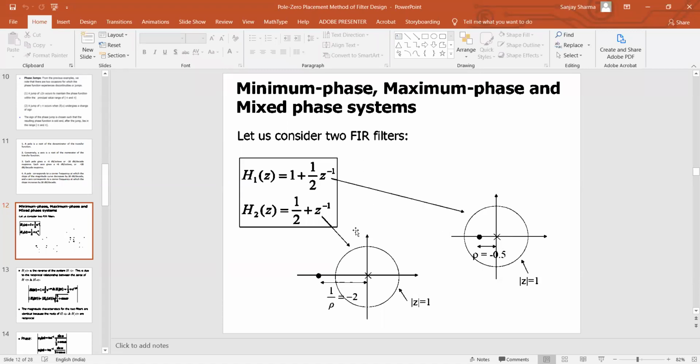In both cases, the poles lie at the origin because there is no denominator. The zero lies at minus 0.5 here, and in this case, the zero lies at minus 2. If you calculate the zeros from these two expressions, in one case the zero lies at minus 0.5, in the other case at minus 2. If you take the reciprocal of the zero at minus 0.5, you get this system, or if you take the reciprocal of this, you get the other system.